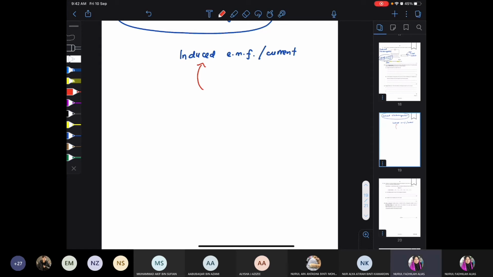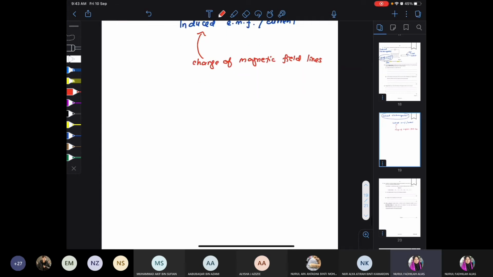So ingat kan kita ada change of magnetic field lines. Jadi sekarang ni apa yang menyebabkan change of magnetic field lines? So there is change because there is cutting of magnetic field lines ataupun magnetic flux.